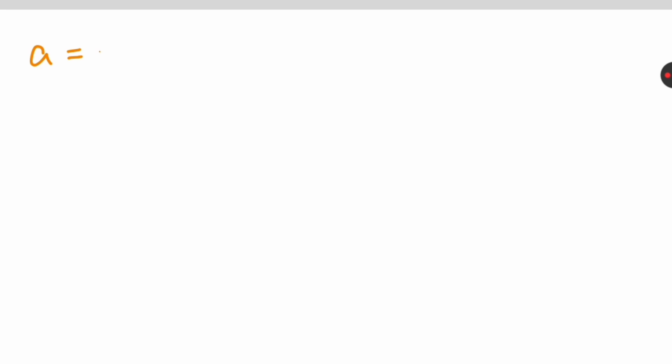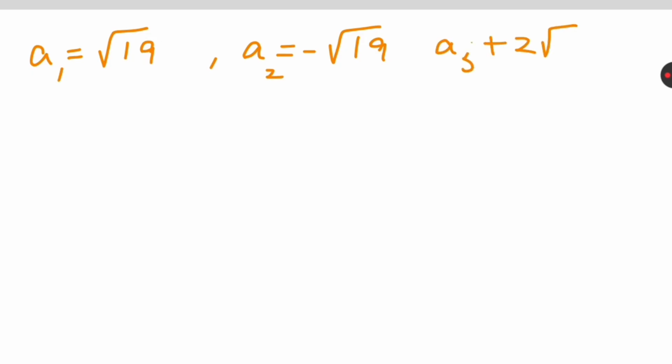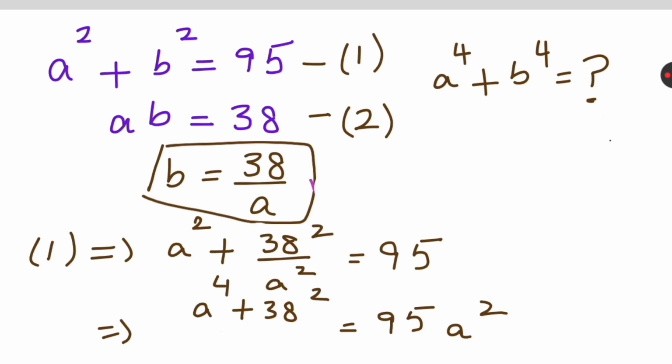One is plus root 19 and another one is minus root 19. The third one is plus 2 root 19 and the fourth one is minus 2 root 19. So these are the 4 roots of this given expression, but our goal is to find a raised to power of 4 plus b raised to power of 4 value. Let's go and find out.